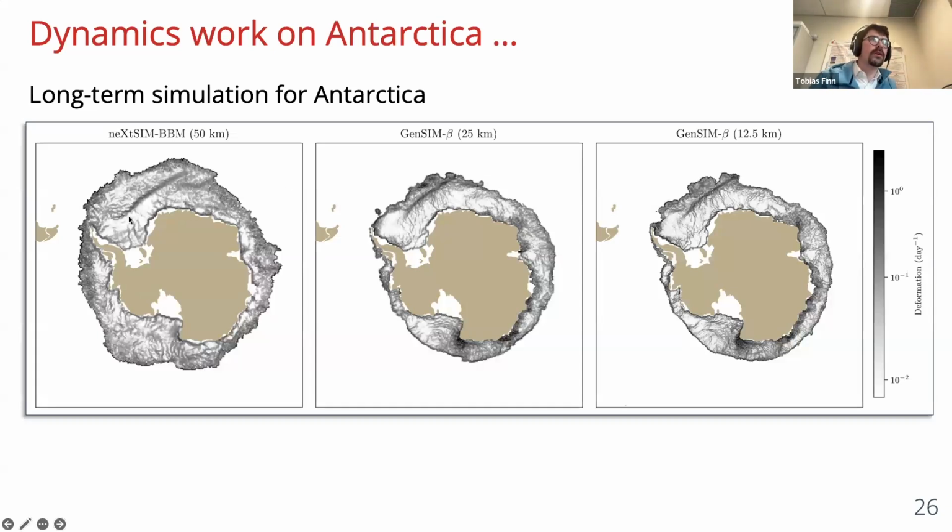So we can for example really see a strong deformation here. We can track the same deformation in two different simulations with the generative model. Here we have a simulation at 25 kilometer, and here a simulation at 12.5 kilometer. The simulation at 12.5 kilometer uses exactly the same model as for the 25 kilometers, and for sure it is at a higher resolution, but the learned features are generally the same.